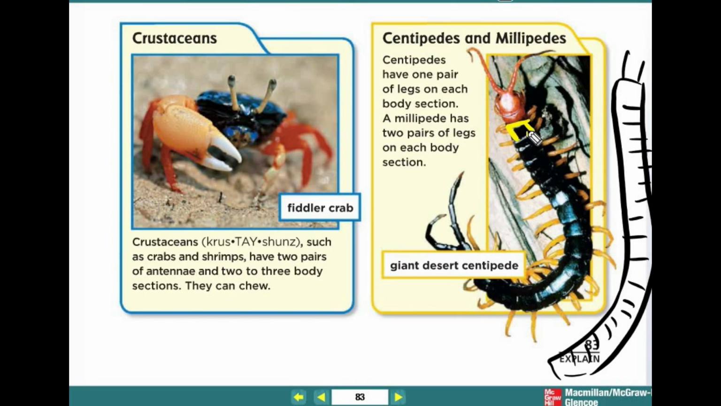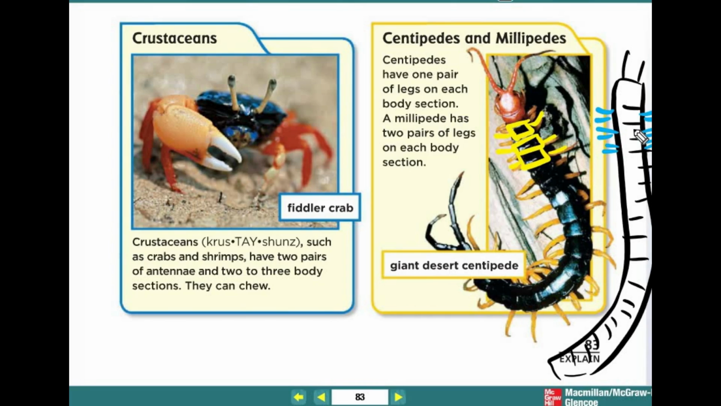If you look at the centipede, for example, you can see we have just 2 legs coming out from each section. But on the other hand, here we have 4 legs coming out from each section. So here we have 1 pair of legs for each section, and here we have 2 pairs of legs for each section. That is the main difference between centipede and millipede.